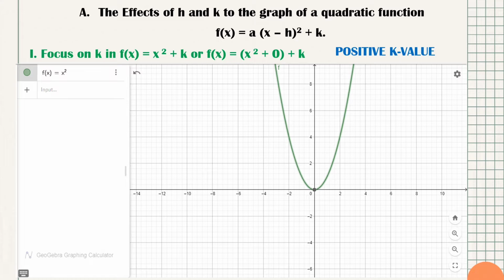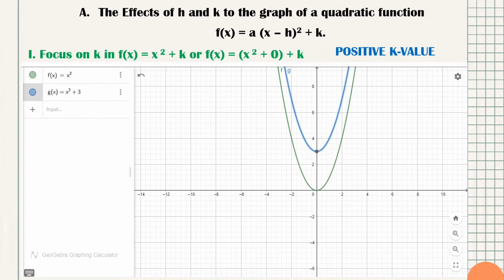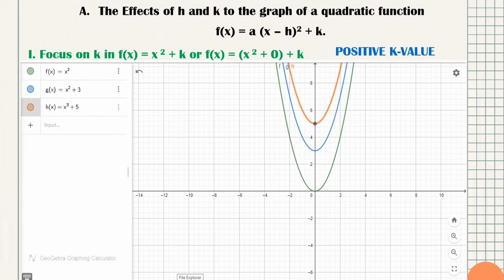Now, let's take a look if our k is positive 3. So we have x squared plus 3, and the graph looks like this. The vertex is now at 0, 3. How about if our k is positive 5? So we have x squared plus 5, and this is the graph. The vertex is at 0, 5.